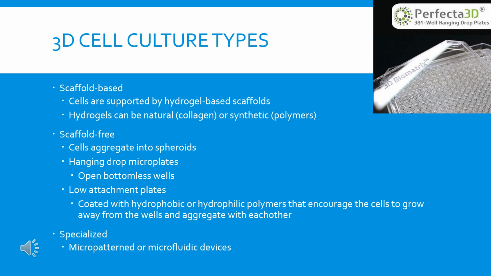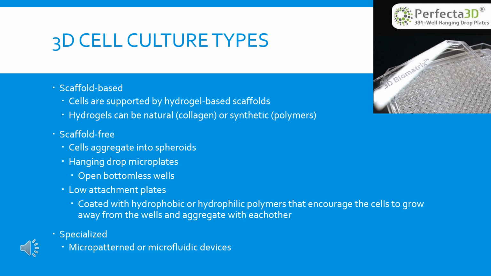The second type is scaffold-free, where the purpose is to make the cells aggregate into spheroids. And one type is hanging drop microplates, which are plates that have open bottomless wells. And this allows the cells to grow through the bottom and create spheroids. And the second type is low attachment plates, which are coated with hydrophobic or hydrophilic polymers that encourage the cells to grow away from the wells and aggregate with each other.